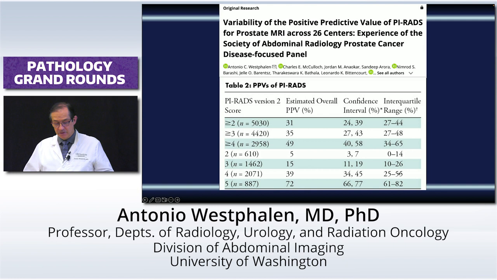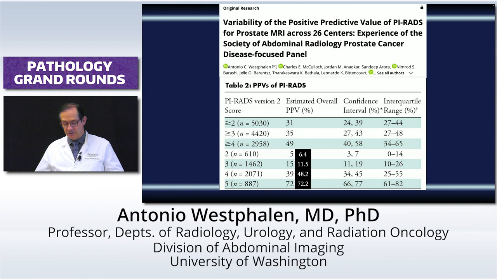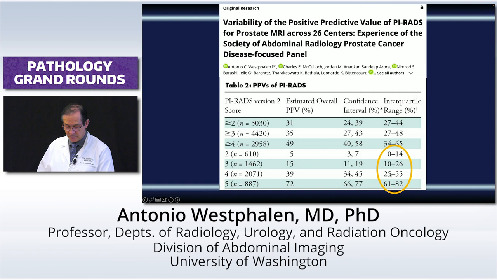And then this is another study that we did. This was 26 centers. All of them had people doing a lot of prostate MR. And again, what we found is that the positive predictive ratio for a PI-RADS 2, 3, 4, and 5 was about what is said. The 2s here are probably overestimated, because these are people that had something done, right? But it's very low for PI-RADS 3, 4, and 5, 72%, and a lot of variation if you look at the interquartile range for this. So it went from 60 to 80%.